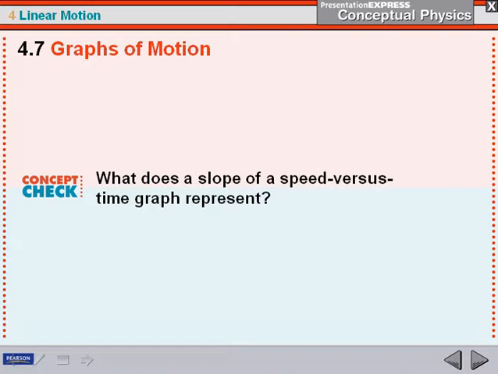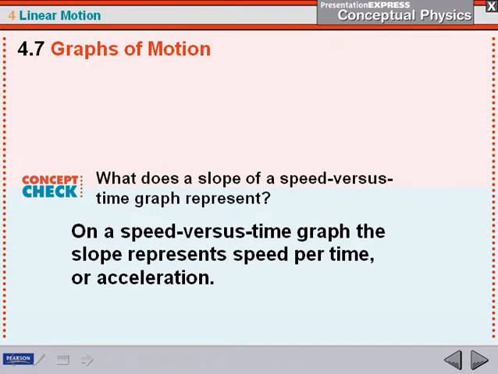So what does the slope of a speed versus time graph represent? In this case, the slope of a speed versus time graph represents speed per time, or our acceleration.